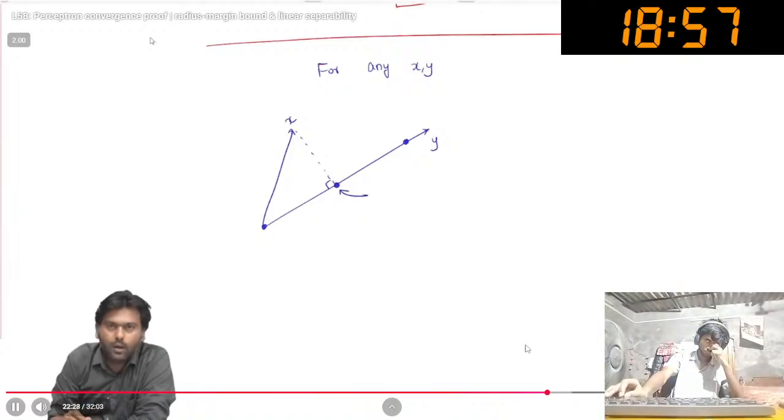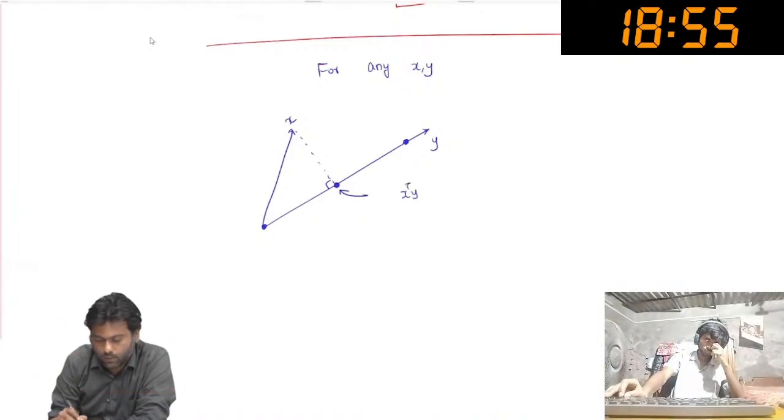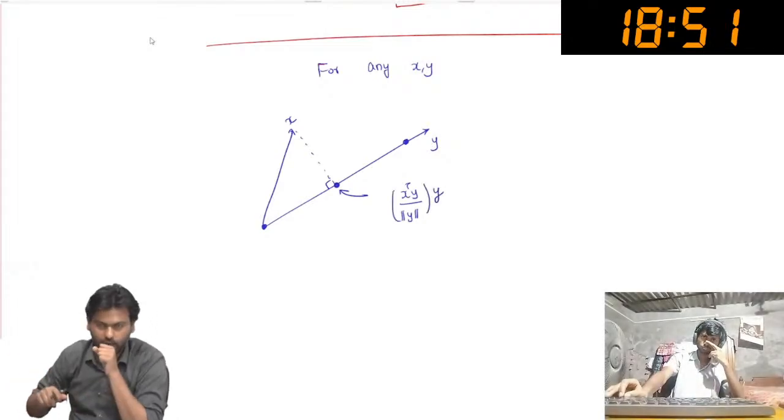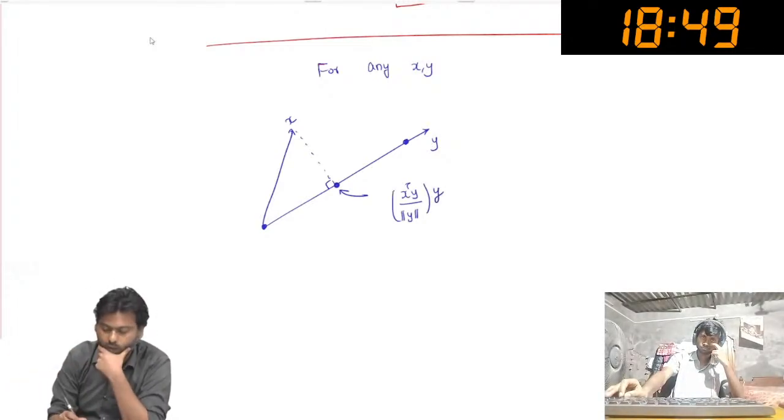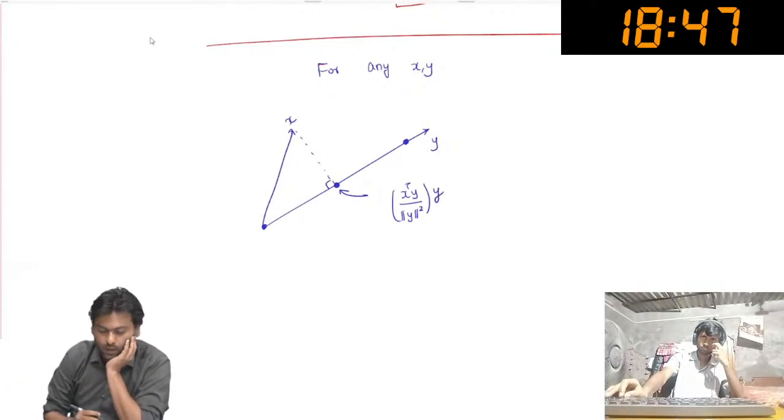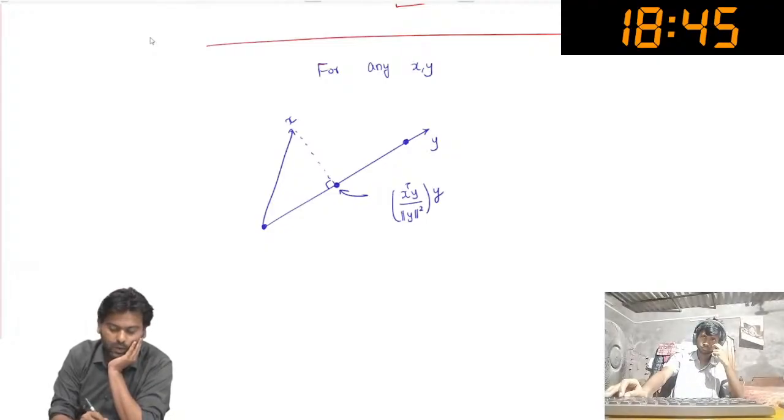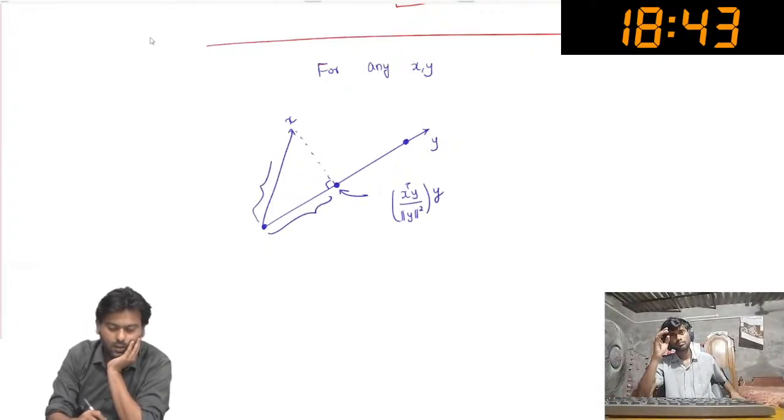So this point, the proxy of x on the direction of y, is x transpose y divided by norm of y times y. This is some constant times y, and the constant is x transpose y divided by norm y squared. So now this point is this vector, right? And now we know by Pythagoras that this length is less than or equal to this length.